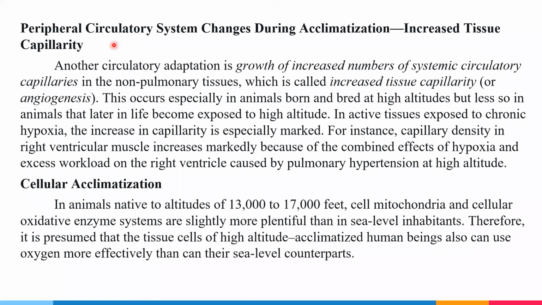Next, we look into the peripheral circulatory system changes during acclimatization, which is mainly increased tissue capillarity. Another circulatory adaptation is growth of increased number of systemic circulatory capillaries in the non-pulmonary tissues, which is called increased tissue capillarity or angiogenesis. That is the formation of new blood vessels. This occurs especially in animals born and bred at high altitudes, but less so in animals that later in life become exposed to high altitudes.